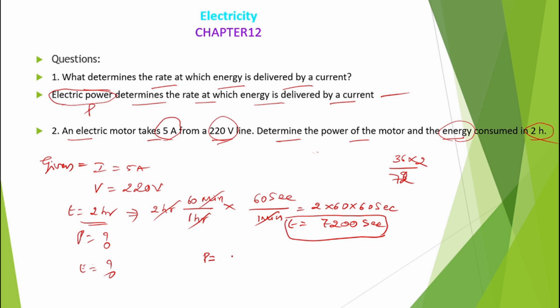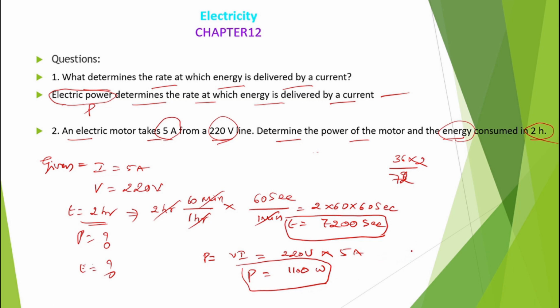P is equal to VI. So V is given, 220 volt, into I is given, 5 amps. So if you simplify this, you will get 1100 watt. So P is equal to 1100 watt.